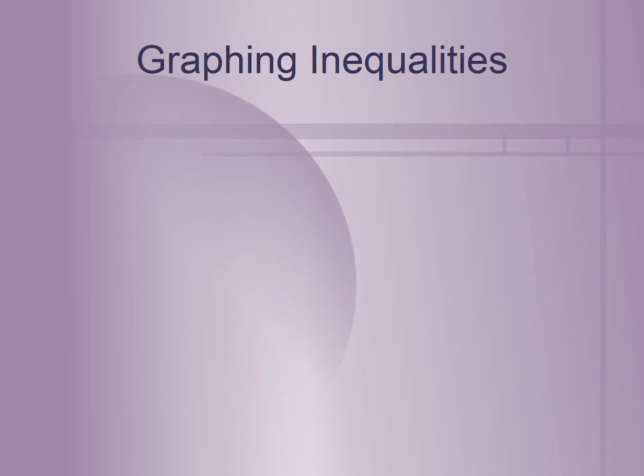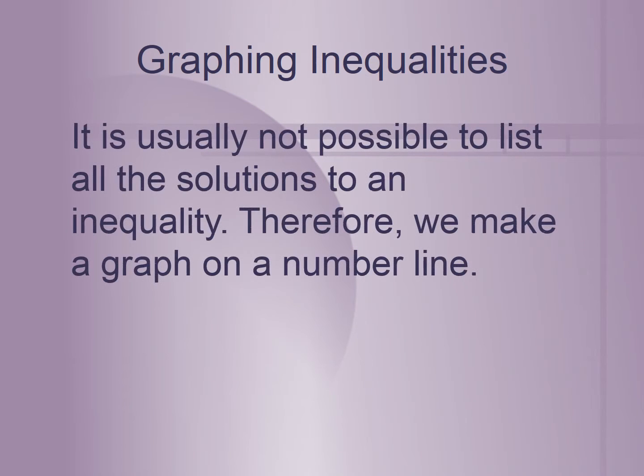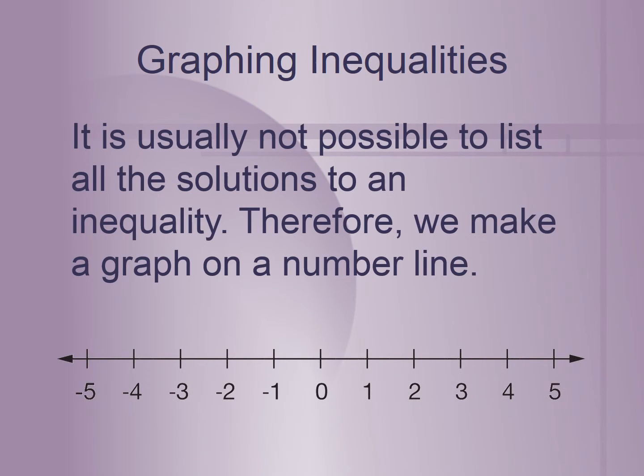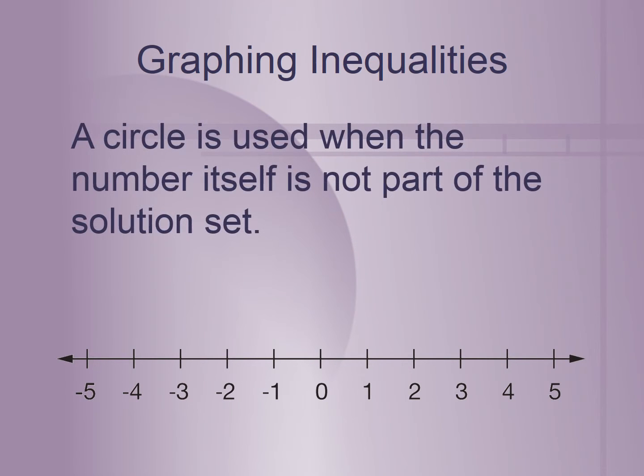So since we have so many solutions for inequalities, we usually express our solutions as a graph on a number line. So if this is our number line and we want to graph it, we can say our graph is a solution. A circle is used when the number itself is not part of the solution set. So we call that an open dot, just a circle. And that's when the number itself is not part of the answer. So that would be a less than or greater than.